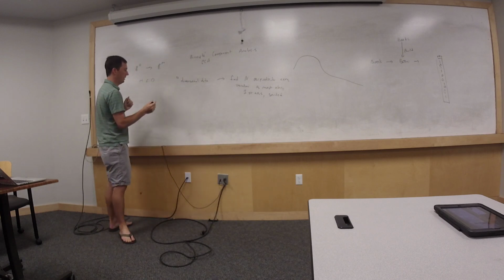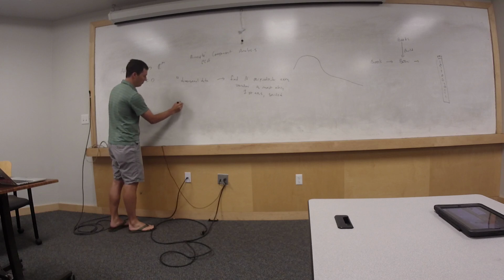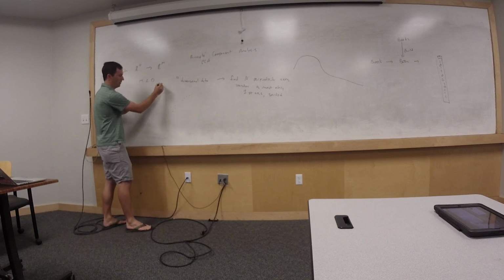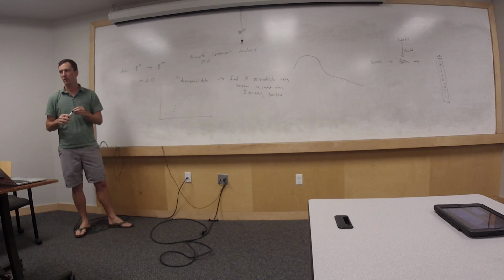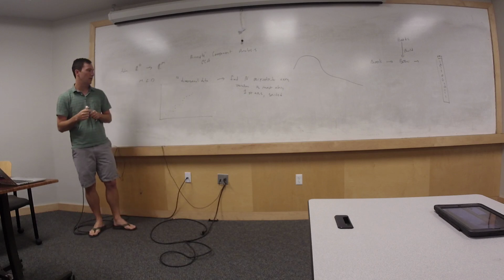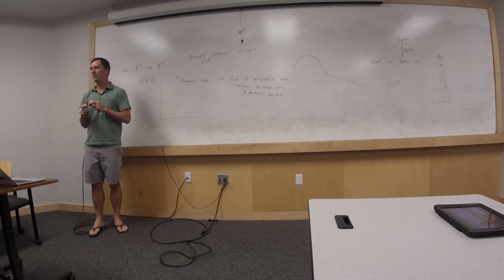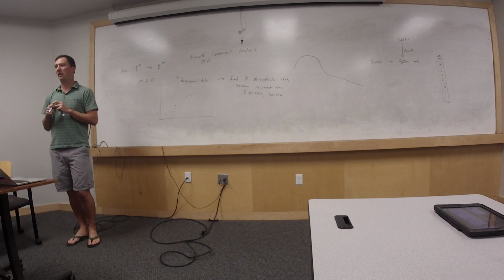So maybe let's look at a 2D example. So this is the data that I start with. Okay. And so the first thing I want to do is I want to find the direction of the most amount of variation, which in this case would be what?